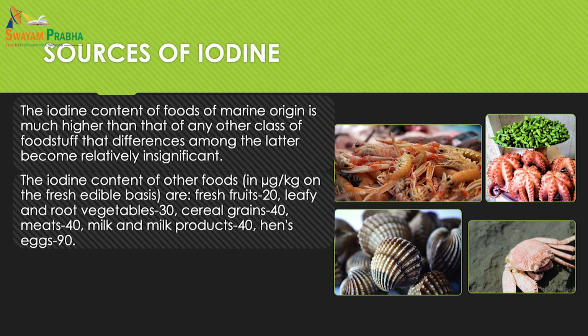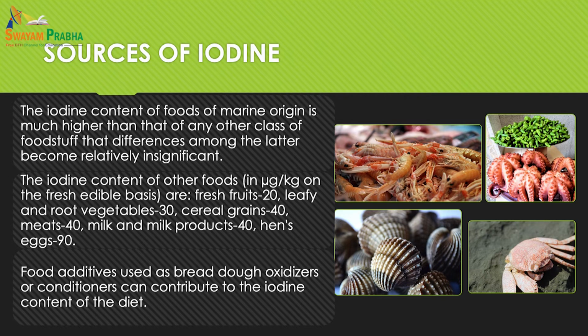The iodine content of other foods in micrograms per kg on the fresh edible basis are: fresh fruits 20, leafy and root vegetables 30, cereal grains 40, meats 40, milk and milk products 40, and eggs 90 micrograms per kg of fresh edible basis. Food additives used as bread dough oxidizers or conditioners can contribute to the iodine content of the diet.